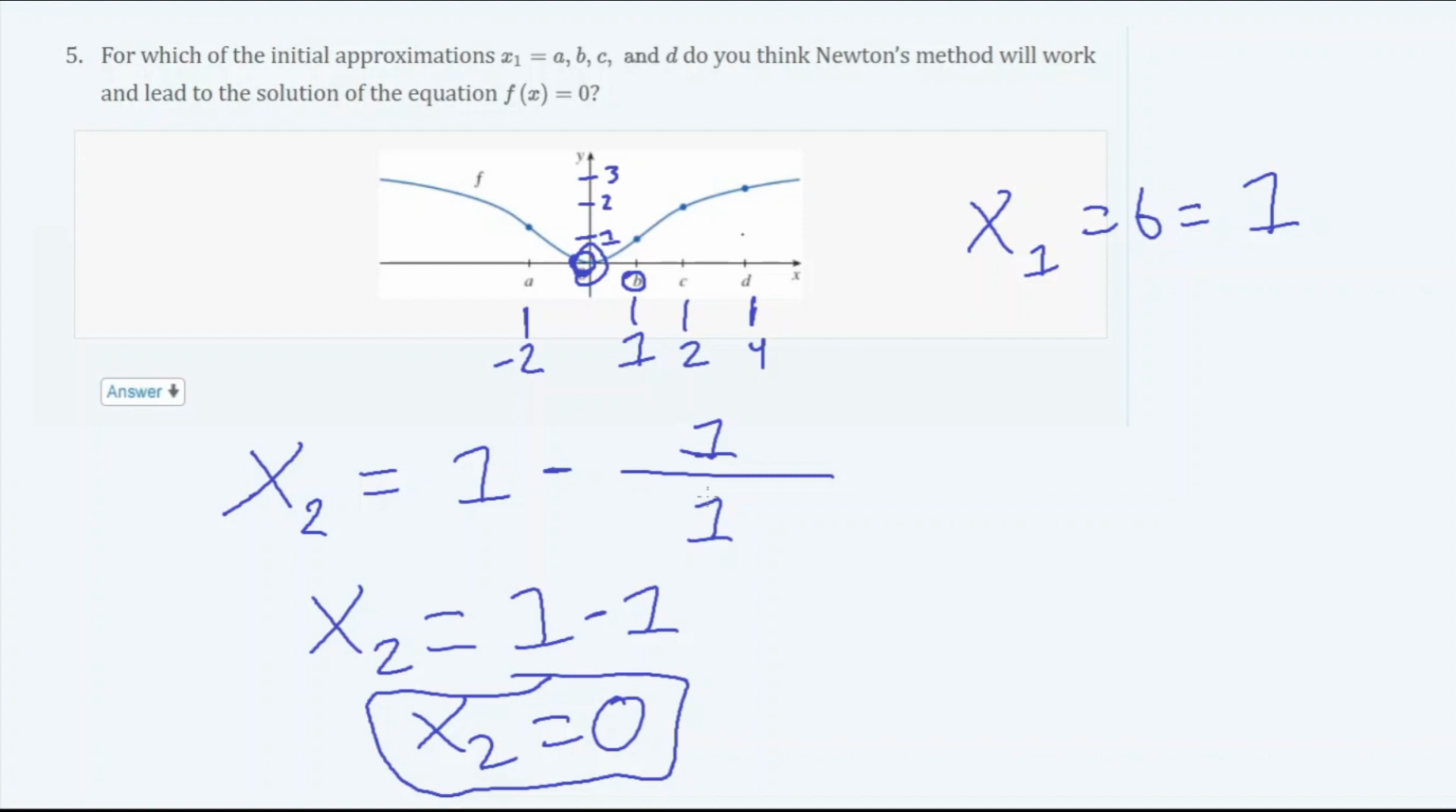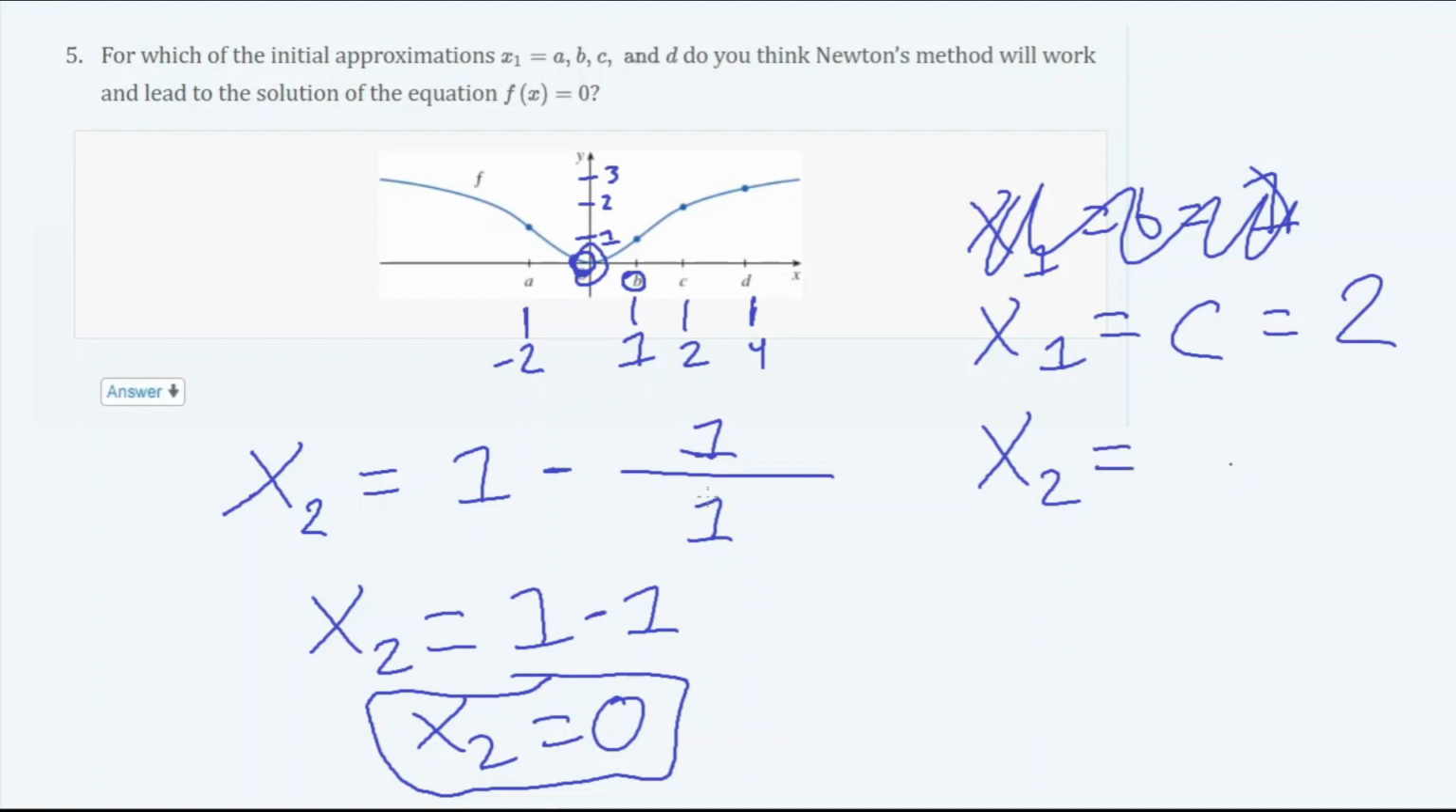You could even plug in C. We could actually do that right now. So let's say x1 is equal to, should we plug in C or, yeah, let's plug in C, because D we already know that's not going to be a good answer. Let's say we plug in C, and C is equal to 2. So x2 is equal to 2 minus f of x over f prime of x. So f of x at C is going to be 2, and then f prime of x at C is going to be approximately 1/2. Yeah, let's say 1/2. So that's going to be 0.5.